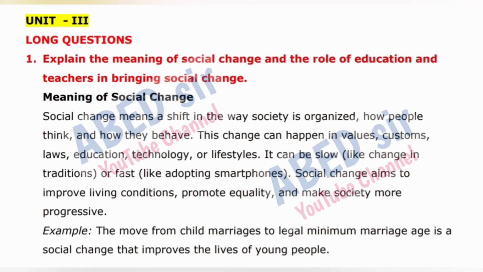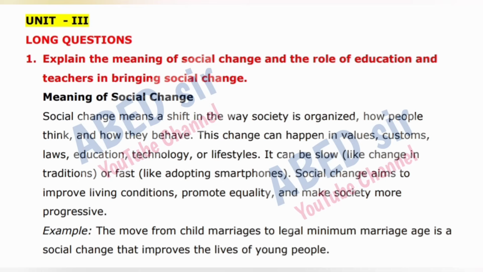Social change means a shift in the way society is organized, how people think, and how they behave. This change can happen in values, customs, laws, education, technology, or lifestyles. It can be slow, like change in traditions, or fast, like adopting smartphones. Social change aims to improve living conditions, promote equality, and make society more progressive.